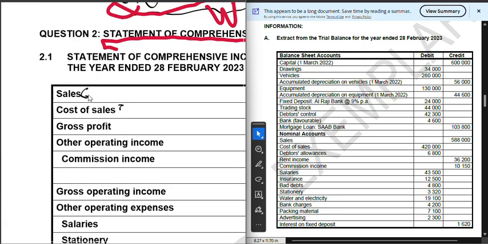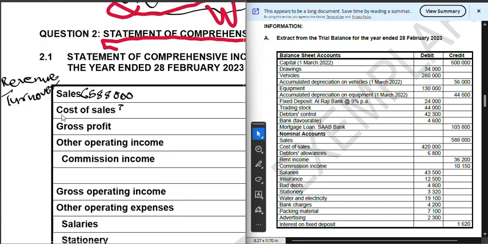Now, ladies and gentlemen, sales is supposed to be 588,000. Now, sales, ladies and gentlemen, as I said, in the older days we used to have some terminologies for sales. The first one was revenue, and the other one was turnover.